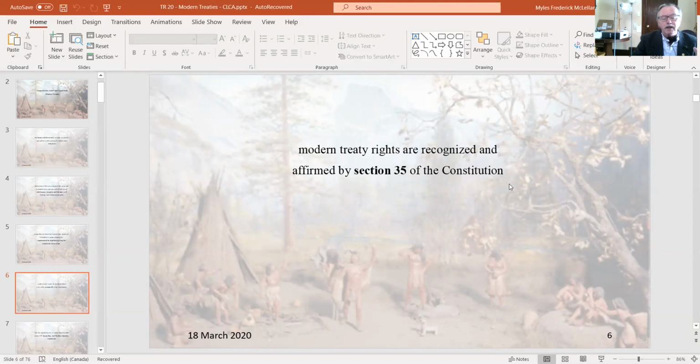Likewise, modern treaties are recognized and affirmed under Section 35 of the Constitution. And that's important to keep in mind. If you read the terms of Section 35, it says in that section that all existing treaty and Aboriginal rights are recognized and affirmed by the Constitution. But the Supreme Court has made it very clear that modern treaties entered into after 1982, when the Constitution was enacted, continue to be recognized, even though they weren't in place in 1982 and therefore were not technically existing.